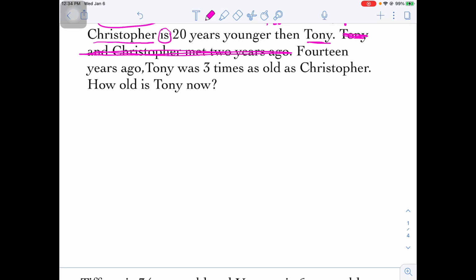So 14 years ago, so now we're talking about a time ago, Tony was, and this is like an equals, 3 times as old as Christopher. How old is Tony now? Because we're looking for Tony's age, he's the easiest one to make the variable. So right now, we're going to say right now, and we're going to talk about 14 years ago.